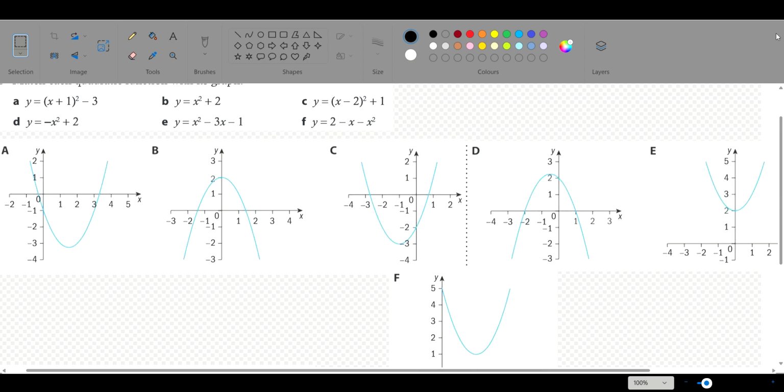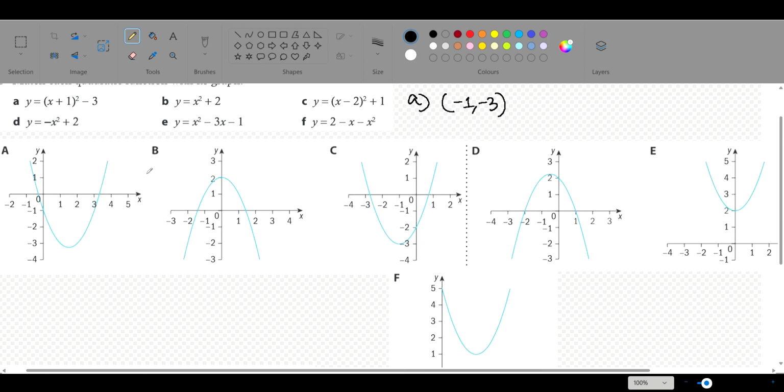So if you see here, the very first one, (x plus 1) whole square minus 3. So if I look into this parabola, this is a concave up parabola, right? X plus 1, the coefficient of x square is positive. And what is the vertex? The vertex of A is negative 1 comma negative 3.